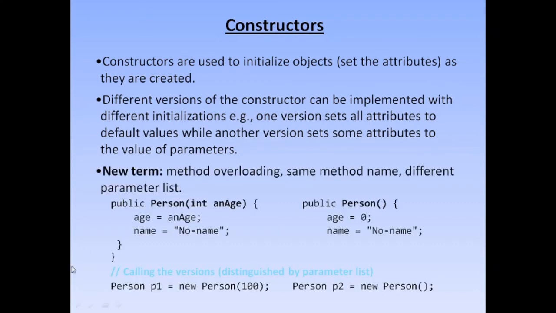Now, as we can see over here, this is a person. This is a public Person(int age). This is a method, and what it is doing is initializing the age attribute with age. This is method overloading: same method name, different parameter list. Actually, overloading means we have the same method name with different parameter lists.